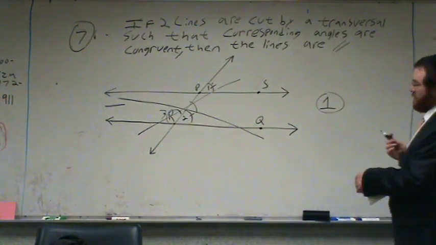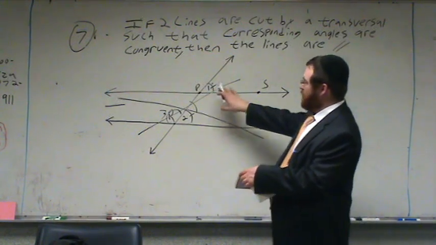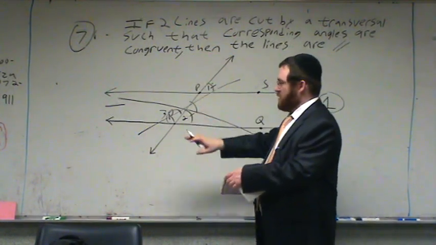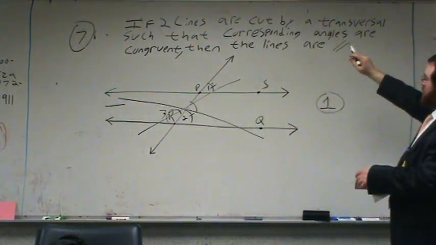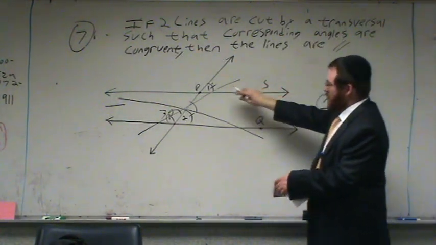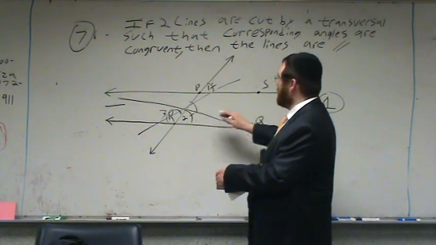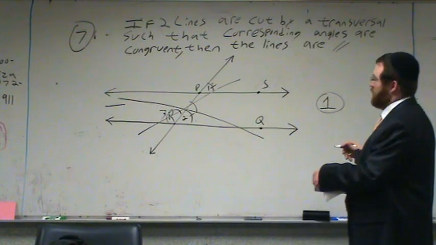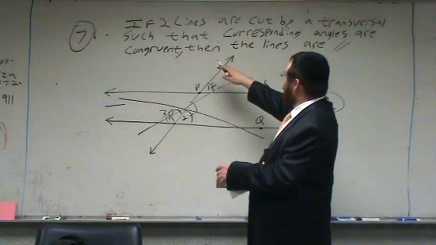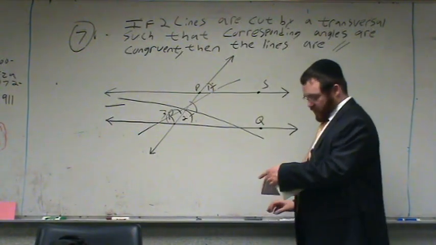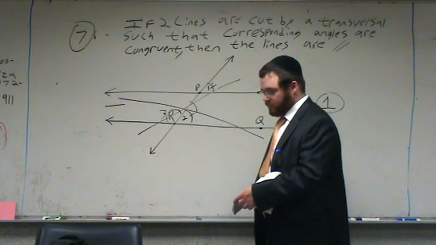The only theorem we have to prove it from the 4 answers is answer 1, which is angle 1 is equal to angle 2, and if two lines are cut by a transversal such that the corresponding angles are congruent, and corresponding angle means the angle in the same position, equal in width, equal in angle, then the lines are parallel. So the only correct answer for 7 is answer 1.